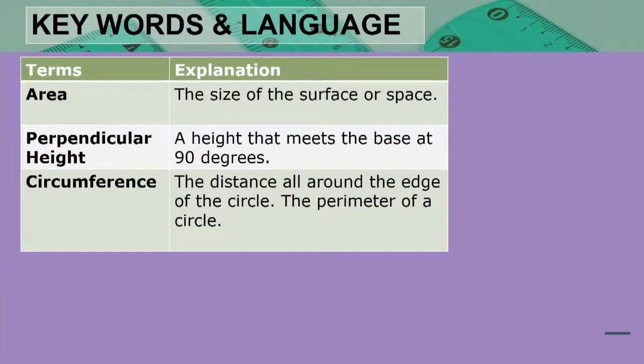Let's now look at the keywords that we are going to be using during this lesson. So we are going to look at area, which is the size of the surface or a space. Then we are also going to be using perpendicular height. That is a height that meets the base at 90 degrees. Then we have the circumference, which is the distance all around the edge of the circle. The perimeter of a circle.